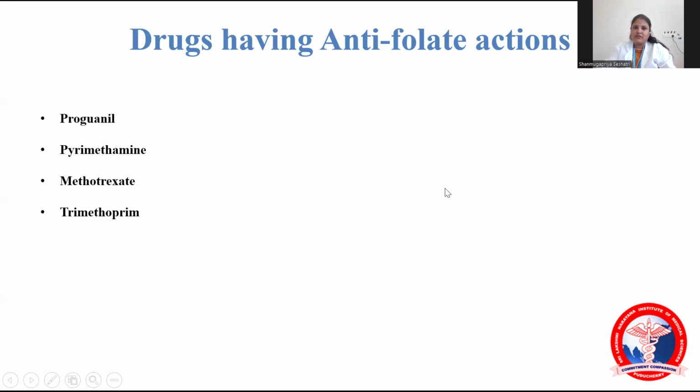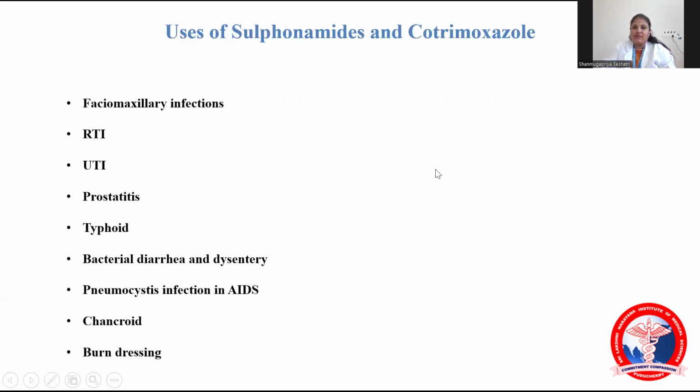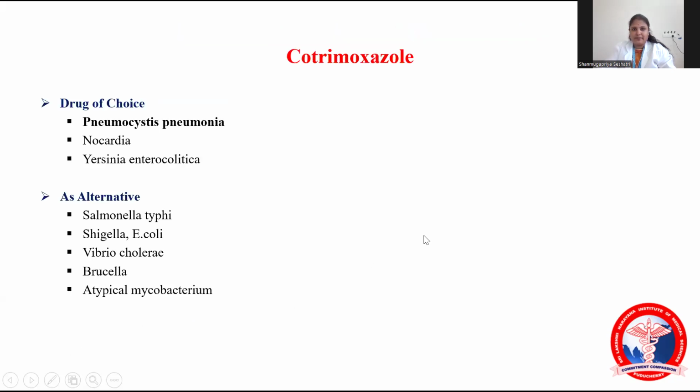So these are the list of drugs which also have antifolate action: proguanil, pyrimethamine, methotrexate and trimethoprim. Coming to the uses of sulfonamide. Your sulfonamide and cotrimoxazole are used for treating fascial-maxillary infection, respiratory tract infections, urinary tract infections, prostatitis, typhoid, bacterial diarrhea and dysentery, pneumocystis infection in AIDS, chancroid, and burns dressing.